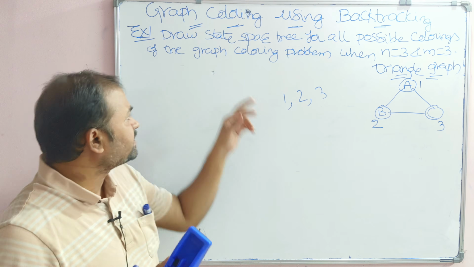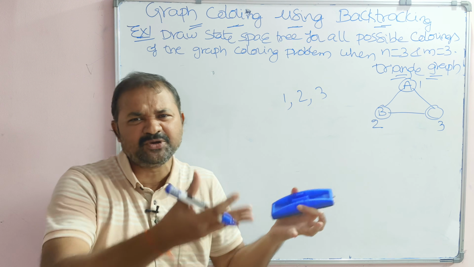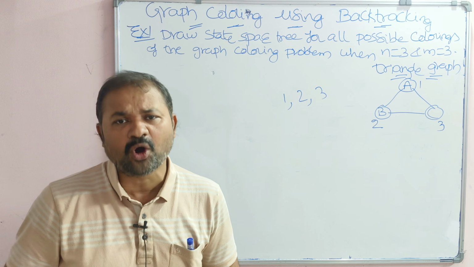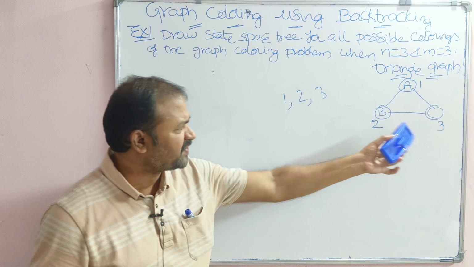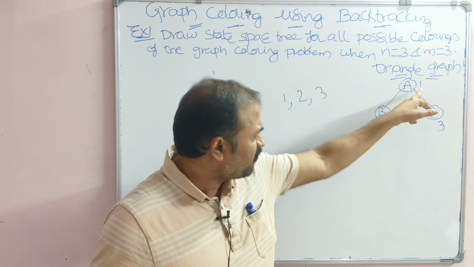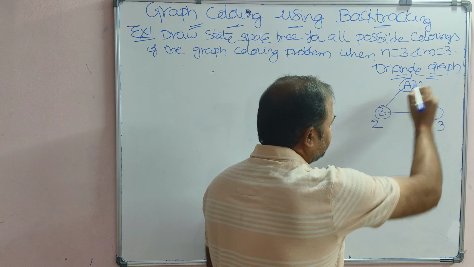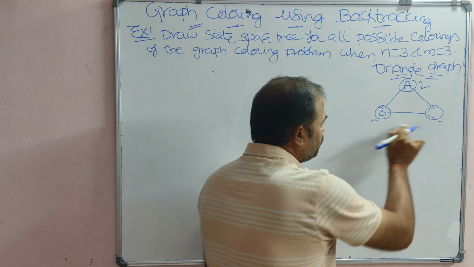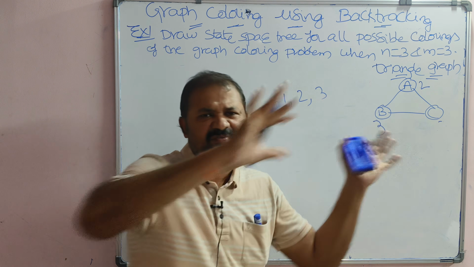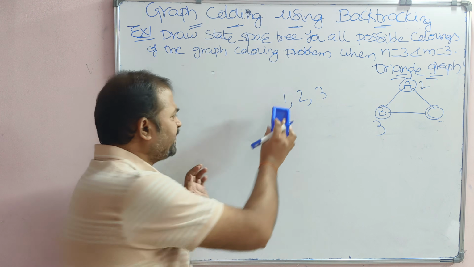Now we have to construct the state space tree for solving this problem. A state space tree contains all the possible configurations, all the possible solutions. So this is one solution. Likewise, we may have multiple solutions. Instead of 1, we can use the second color here. If we use the second color, then in order to color vertex B, we can use 1 or the third color. So we have to show all the possible solutions in the state space tree.